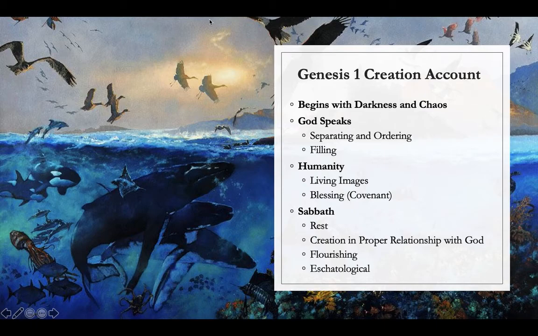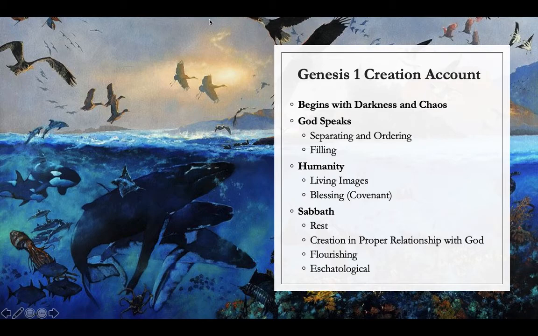And it's in the speech that God separates and orders the world, begins to bring order to the chaos, and fills the world, and creates a space where life can live and life can flourish. And so each of the days represents that separating and ordering and filling. And then we get to the end, and on the last day, God creates human beings.